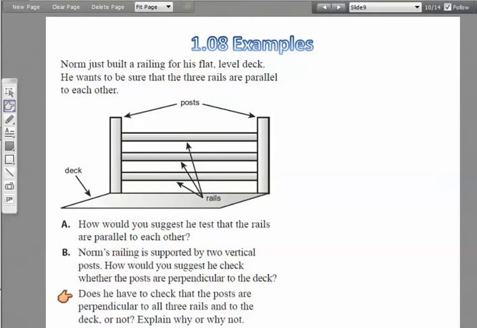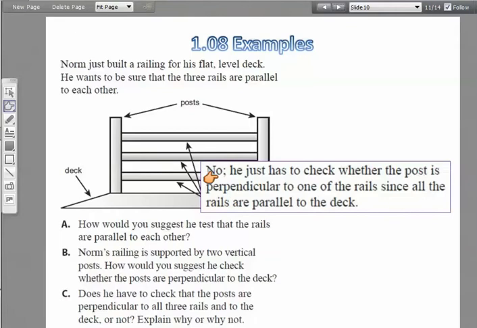And last, it says, does he have to check that the posts are perpendicular to all 3 rails and to the deck or not? Let's look and see what it says. No, he just has to check whether the post is perpendicular to one of the rails, since all the rails are parallel. Okay, so if he's checked and made sure that the posts are perpendicular, and then he checks the top rail and makes sure that this is perpendicular right here, then he doesn't have to check all the rest of them.